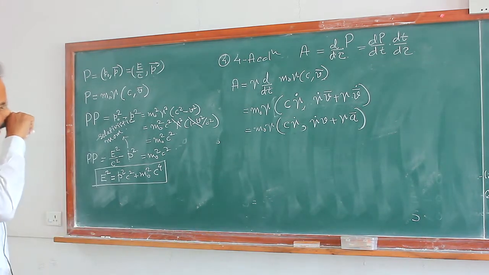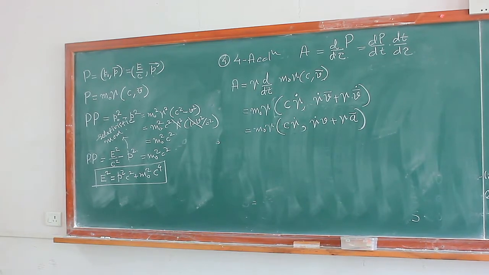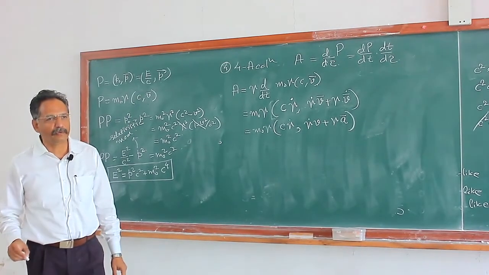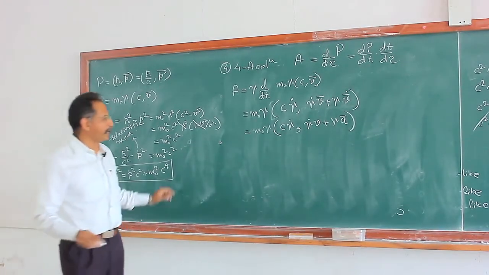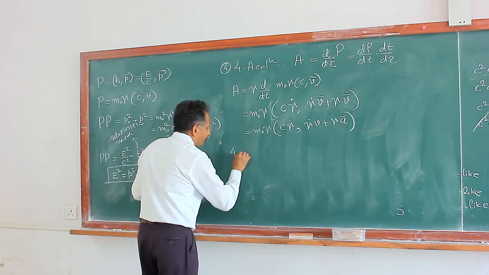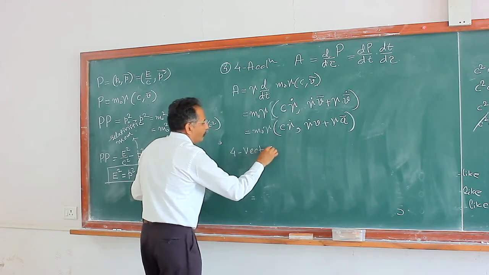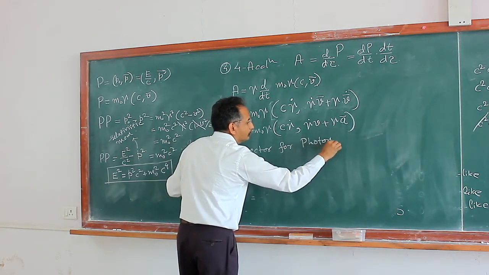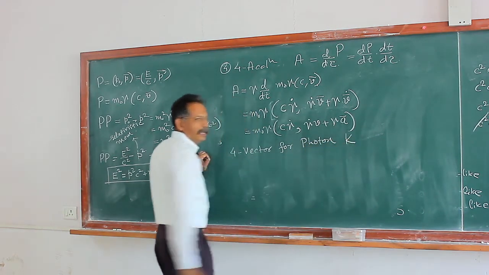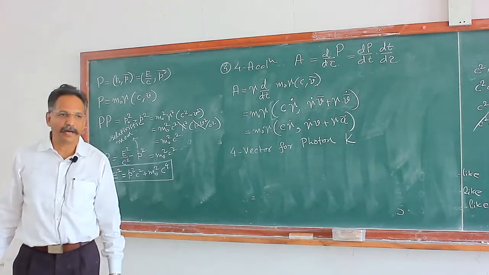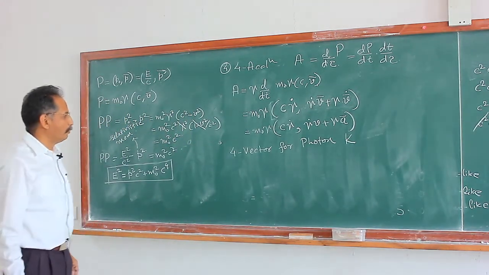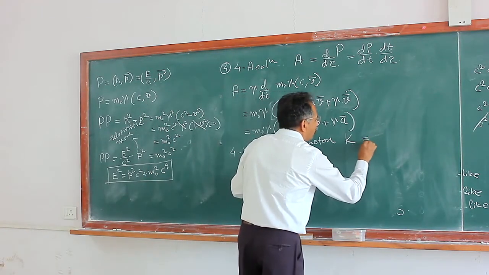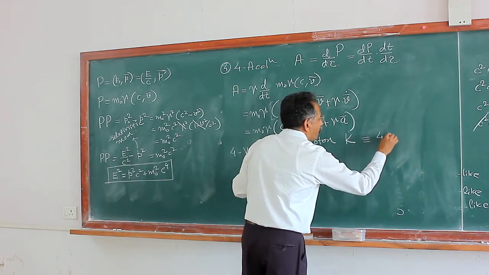The next point I would like to discuss is, can we apply this representation for photon? Can I write 4 vector for photon? Use capital K to write momentum, 4 vector for photon K, and this time I am talking about 4 momentum.